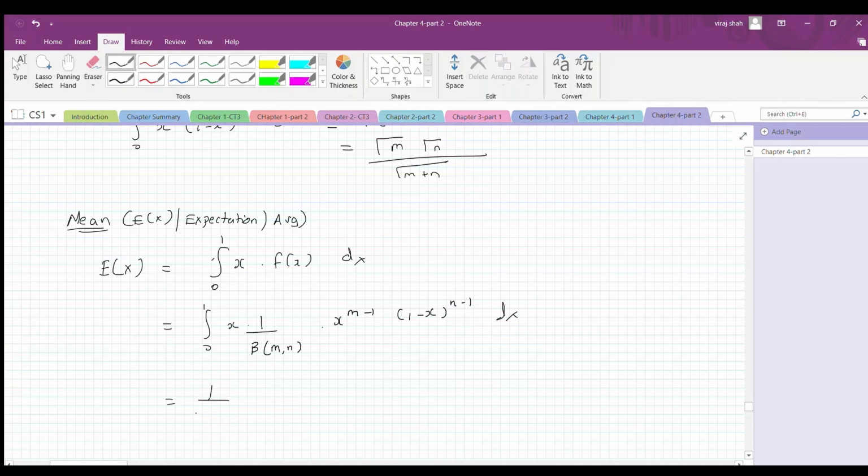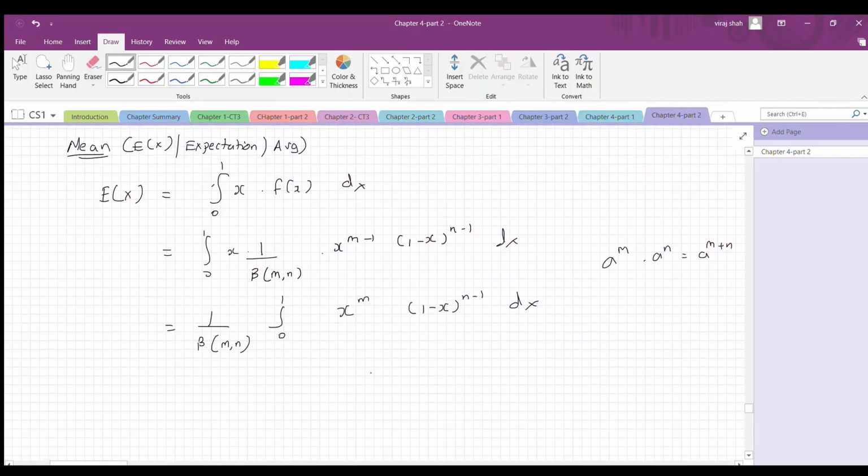1 upon beta m comma n, right? Integration from 0 to 1, I'm left with x into x raised to m minus 1, 1 minus x raised to n minus 1 dx. I can now club these two. How do I club these two? a raised to m into a raised to n is a raised to m plus n. So x raised to 1 plus m minus 1 would be x raised to m. So I can write this as x raised to m.